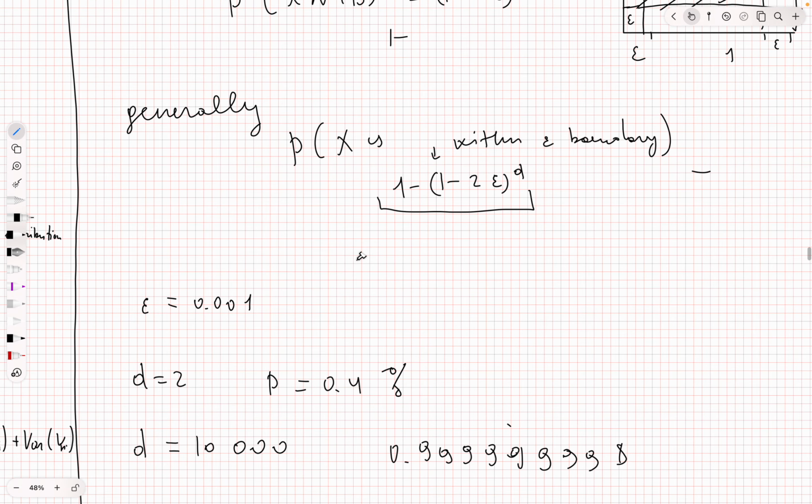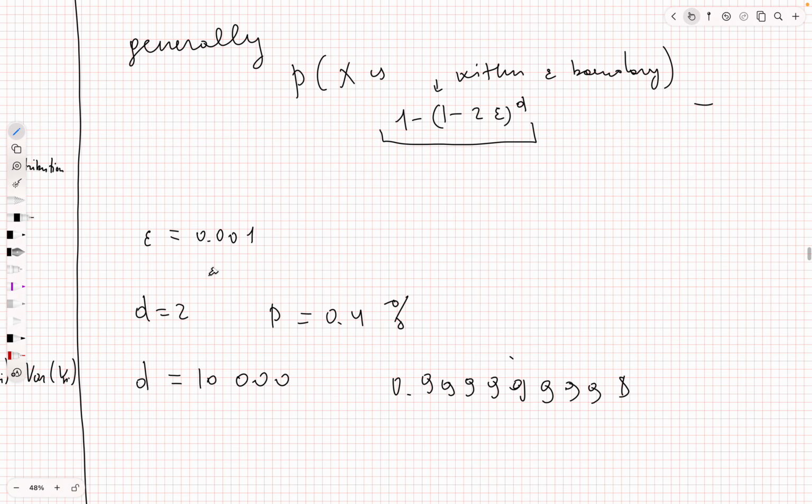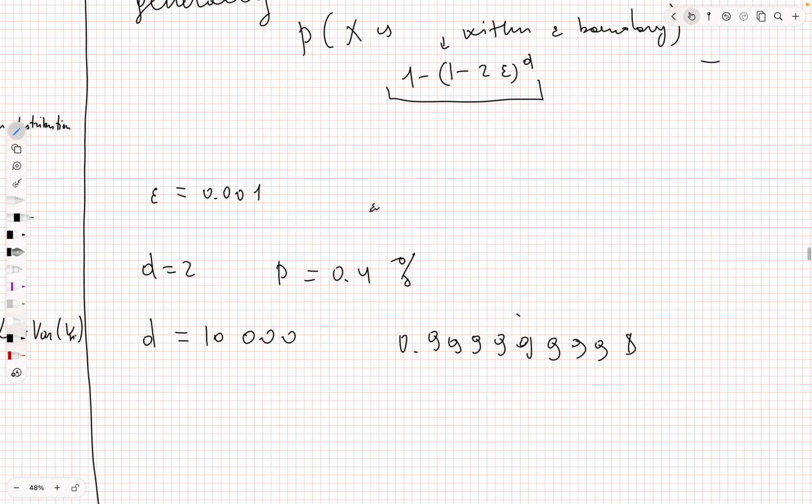And let's just plug in some real numbers and see what's going on. Let's say epsilon is 0.001 and the dimension is 2, and then the probability of our data point being close to the boundary of the feature space is just 0.4%. But let's say now we have 10,000 features. What happens here is that this value will go to 1 very rapidly.